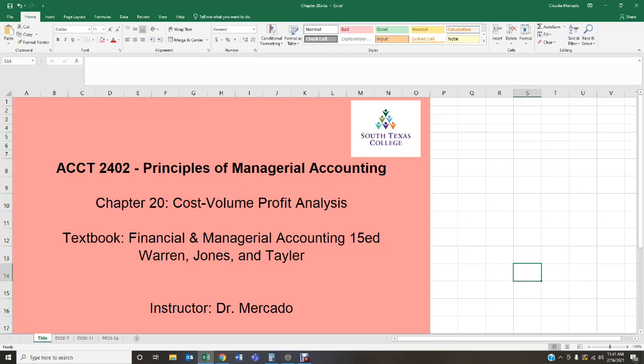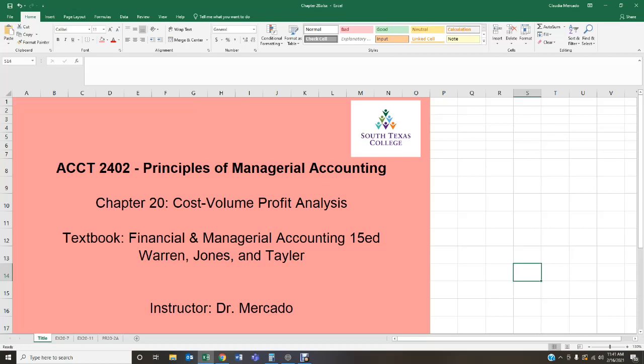In this chapter, we also cover the contribution margin, which is the excess of sales revenue over variable costs, and can be expressed as a ratio, which is the contribution margin ratio, or a dollar amount, a unit contribution margin.